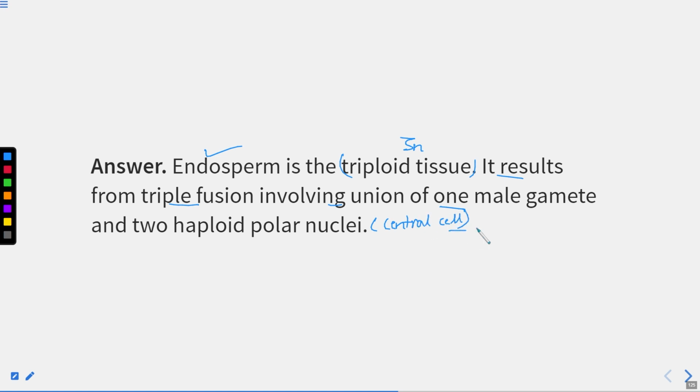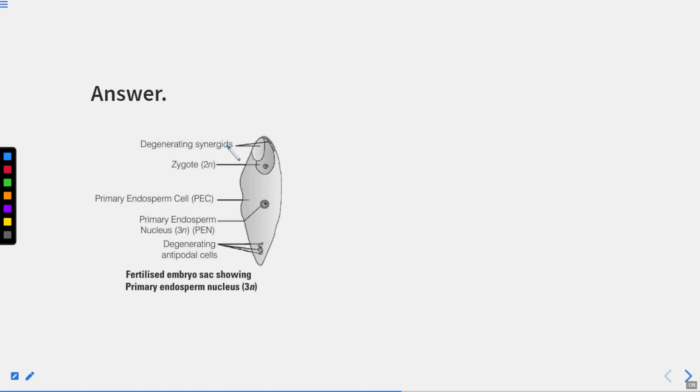Okay, so this central cell fuses with one of the male gametes and forms a triploid endosperm. So in this figure, you can see after fertilization, what happens? Okay, synergids degenerate. Okay, zygote is formed. How is the zygote formed?